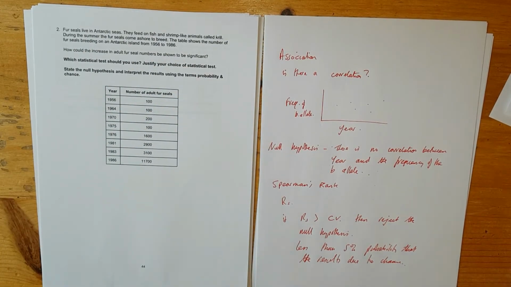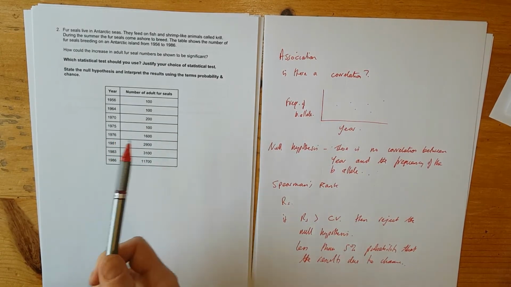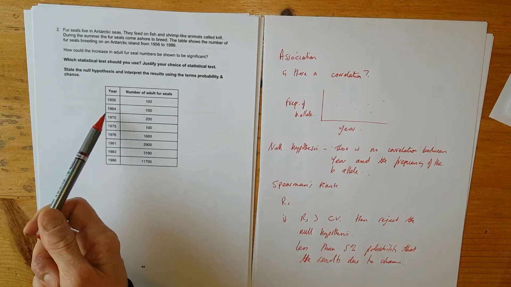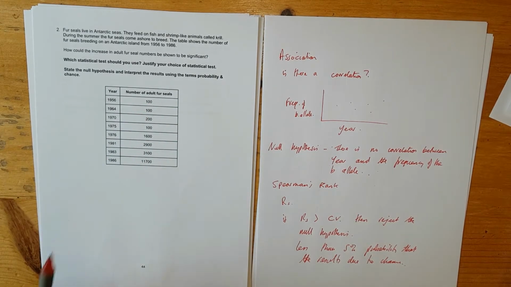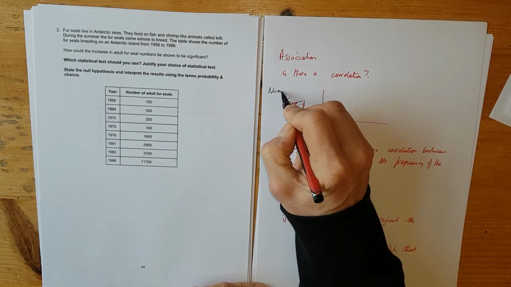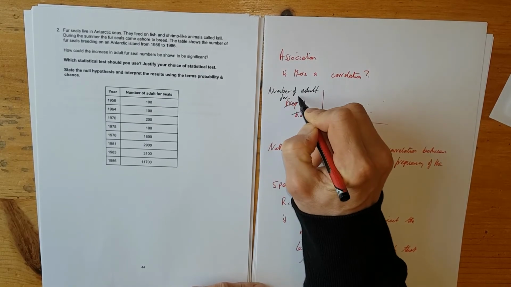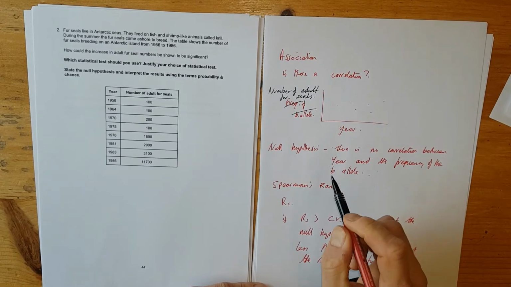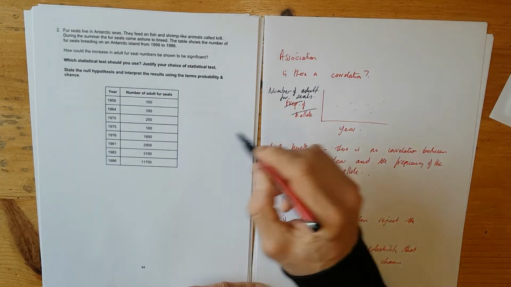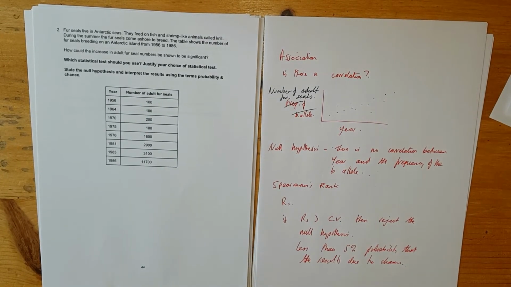Then we've got another example. Fur seals living in our Antarctic seas. We've got years, and then we've got some data. So we would do very much the same thing. So instead of the frequency of the B allele, it would be number of adult fur seals, and that actually looks like it's going up like that. So that looks like a positive correlation.